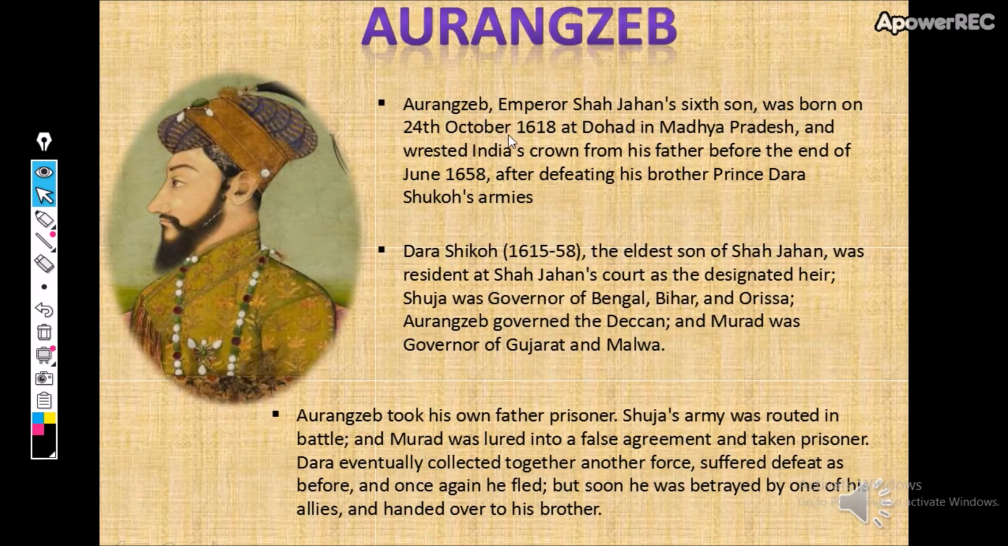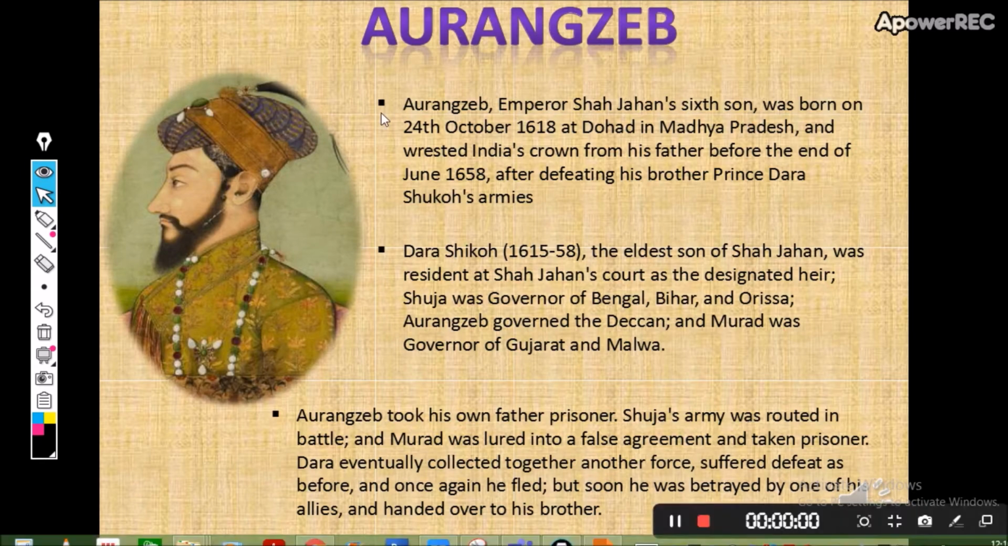The next famous emperor of the Mughal dynasty is Aurangzeb, Emperor Shah Jahan's sixth son. Aurangzeb was born on 24th October 1618 in Madhya Pradesh. Dara Shikoh, who was the oldest son of Shah Jahan, was resident at Shah Jahan's court as the designated heir. Aurangzeb took his own father prisoner.